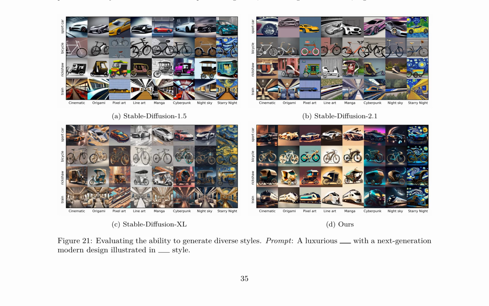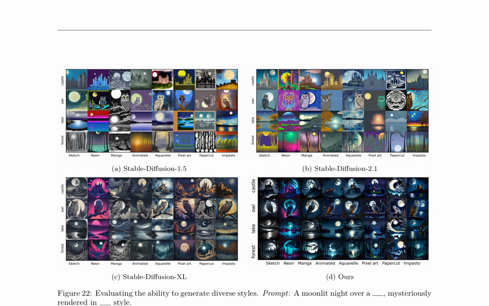The proposed model demonstrates superior performance by capturing the nuances of the prompt, such as the subject's attire and the detailed lake landscape, while maintaining a high level of realism. Figure 21 illustrates the generation of a luxurious with a next-generation modern design. Again, the proposed model excels in capturing the essence of the prompt, showcasing a sleek and futuristic design that aligns well with the given description.